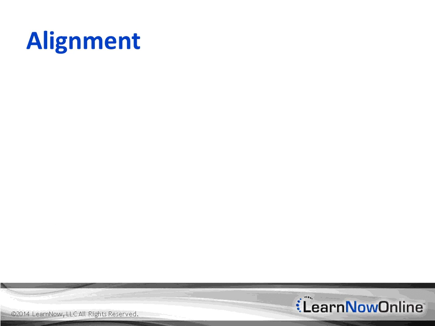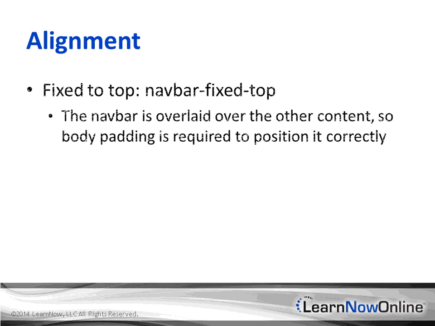When it comes to aligning your navbar, you have a couple of options. The default navbar is contained within the rest of your content at the top of the page. But if you use the navbar-fixed-top class on it, you can affix it to the very top of your browser window, where it will remain visible as you scroll through the rest of your page's content. Doing so will overlay it on the rest of your content, taking it out of the layout of the body, which means that you'll have to add some additional padding to your body to avoid having any content cut off by the navbar.